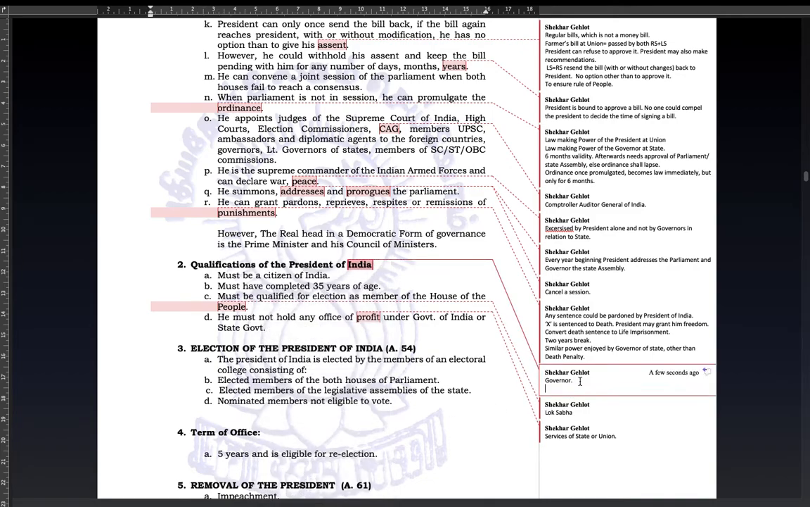So governor should be qualified to become a member of Legislative Assembly. I am again repeating, he will not be a member of Legislative Assembly, but only he should be qualified. Okay, and similarly, governor should also not hold any office of profit under Government of India.